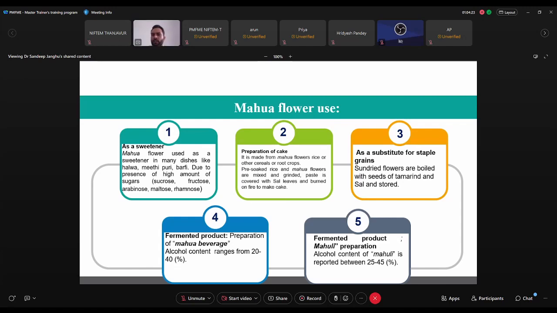And it is also used, as I've told, in making wine kind of products, which is known as mauli. Alcohol percentage varies from 25 to 45 because of its high sugar content. It depends on the rate of conversion and the time of fermentation given, along with the conditions. Apart from that, distilled alcoholic beverages are also prepared using mahua flower with an alcohol content of 20 to 40%.